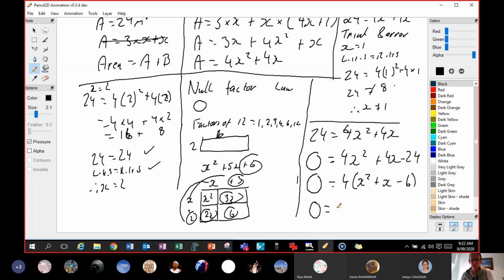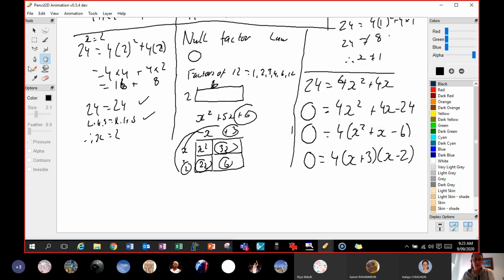Now you can factorize this. 0 equals 4. If you factorize this, this is going to become x plus 3, x minus 2, right? Because if you expand this, that gives you negative 6. That'll give you 3x minus 2x will give you 1x, and you got the x squared. So now we can use what we call the null factor law.